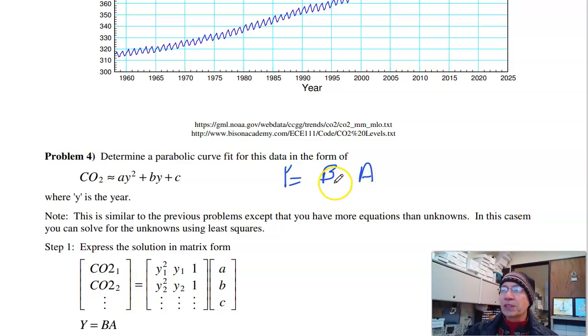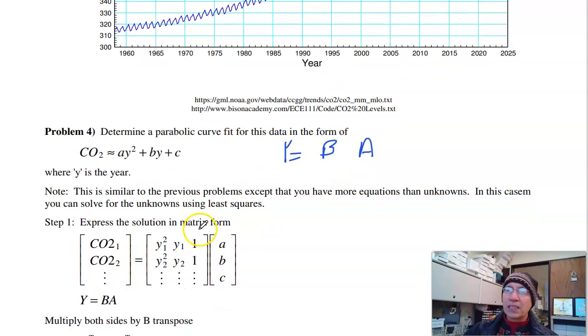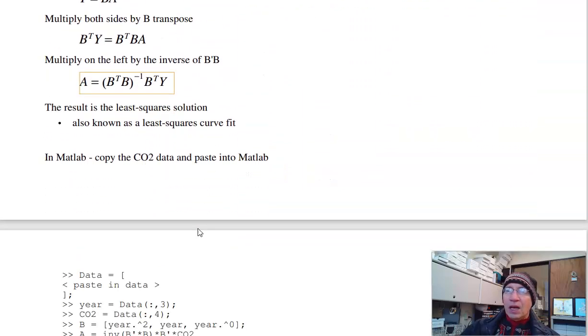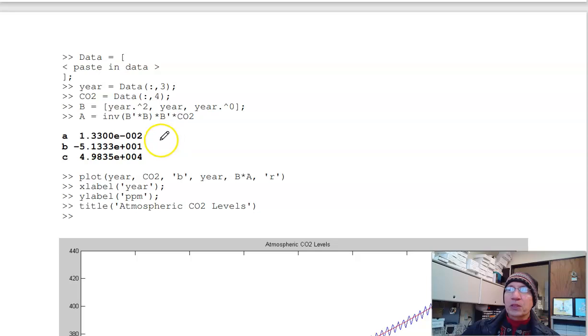This is my basis function. To do a parabolic curve fit, I want the basis to be year squared, year, and 1. Here's my unknowns, and here's y. So go to Bison Academy, or go to NOAA, pull in the data. Let's see. So here's what it looks like.